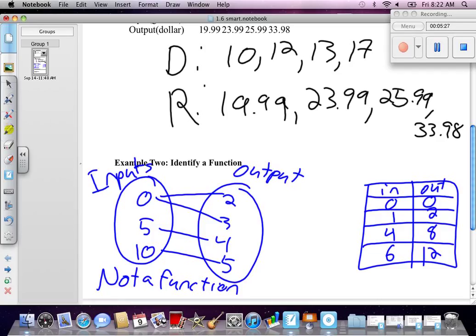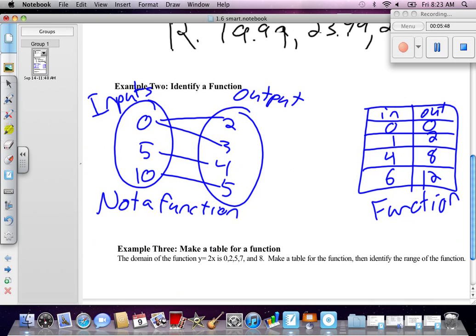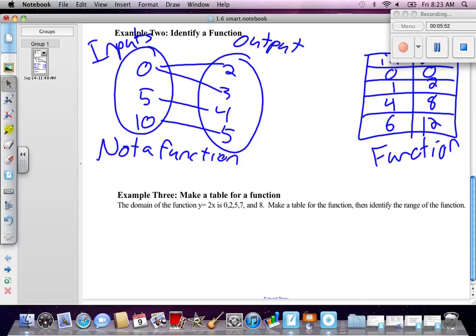What does that mean by none go to two numbers? Okay, so 0 just goes to 0. There's no extra number in there. 1 just goes to 2. 4 just goes to 8, and 6 just goes to 12. None of those are repeated, none of them have two numbers next to them, right? So this is a function. I'm going to give you an example of one that's not on your paper, because this one gets tricky.